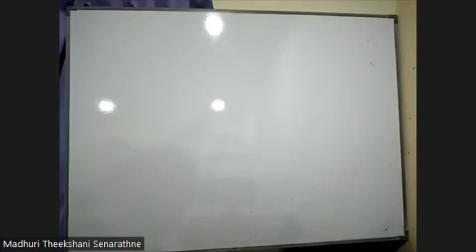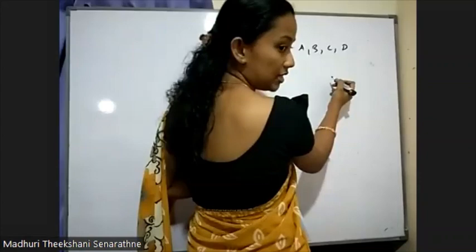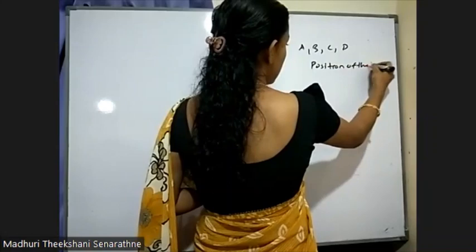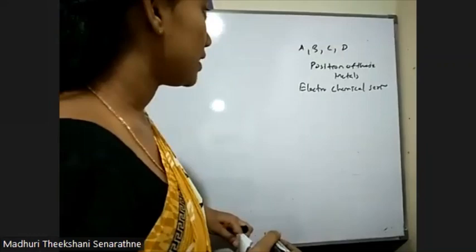Question number 27. A, B, C, and D are metals. Then we have to consider the position of these metals in the electrochemical series.